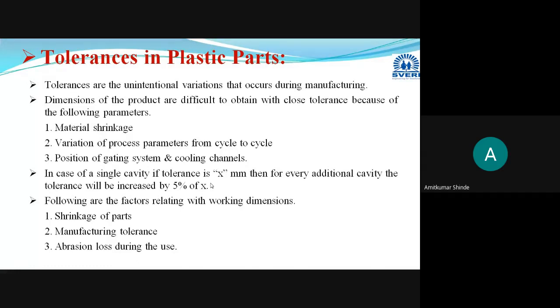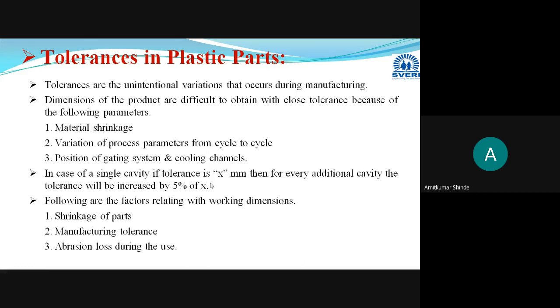Suppose you have manufactured one single cavity mold, and you have provided x millimeter tolerance. When you are going to increase the number of cavities, for each additional cavity you have to increase that tolerance by 5%. Whichever initial value you have used, for that initial value you have to increase for each cavity by 5%.